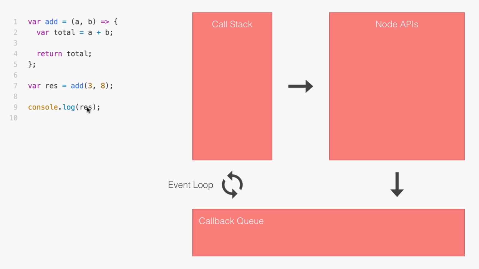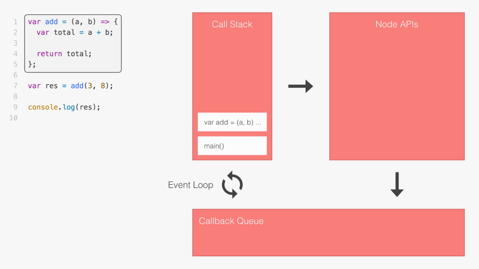The first thing that happens shouldn't surprise you. We execute the main function. This starts the program you see right here. Then we go ahead and run the first statement where we define the variable add. We're not actually executing the function, we're simply defining it. Right here, that gets added on to the call stack and we define add.